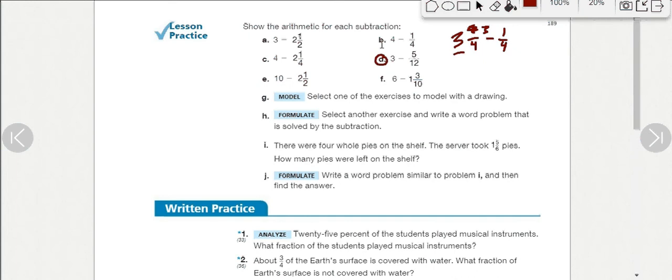But why don't you do D, E, F, G, and I. So 5 total. D, E, F, G, I. Thank you.